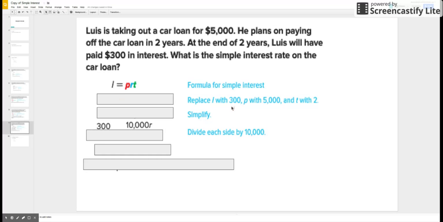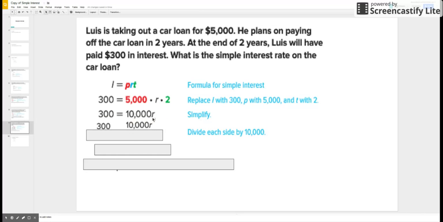So the I, in this case, we're given our interest. So we're going to replace the interest with $300. So I is going to be 300. P is going to be 5,000 because that's what we start off with, our principal. And T, we're going to put in 2 for 2 years. So it's 300 is equal to 5,000 times R times 2. Simplify this. So 5,000 times 2 gets you 10,000 R.